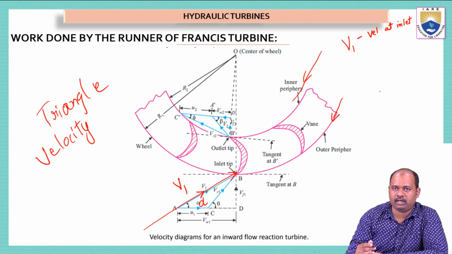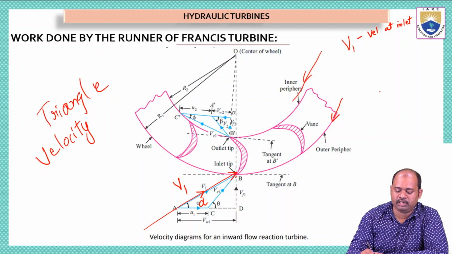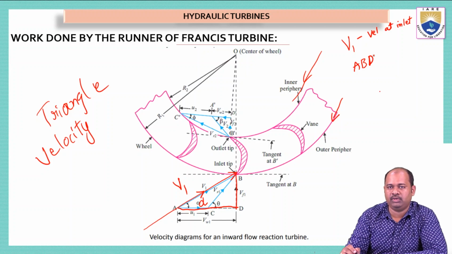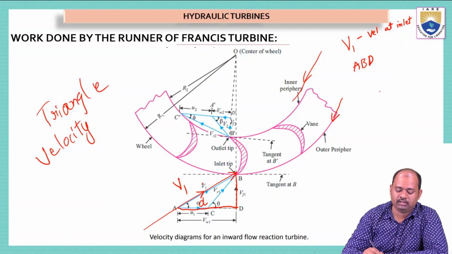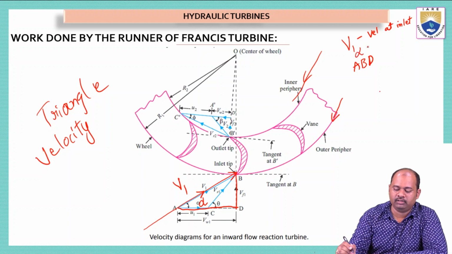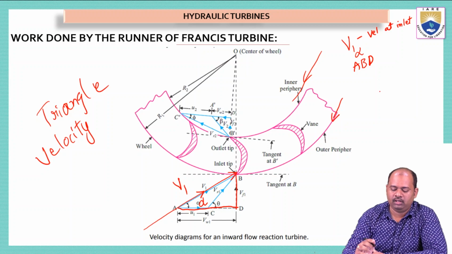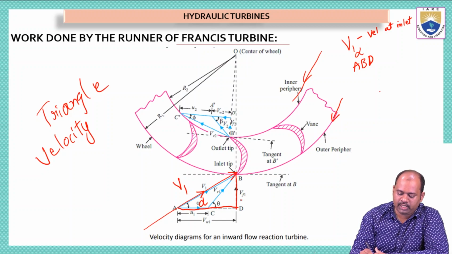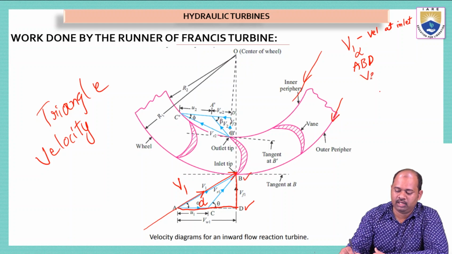Now if we draw a triangle, we will draw an imaginary triangle here. When we draw this, we will have this triangle, ABD. ABD is the triangle which is formed at the inlet. So when we consider the ABD triangle, it will have an angle alpha, and we have the velocity of water that is entering, that is V1. V1 and alpha are the two values available till now. And also this component, BD, we can name as VF1.